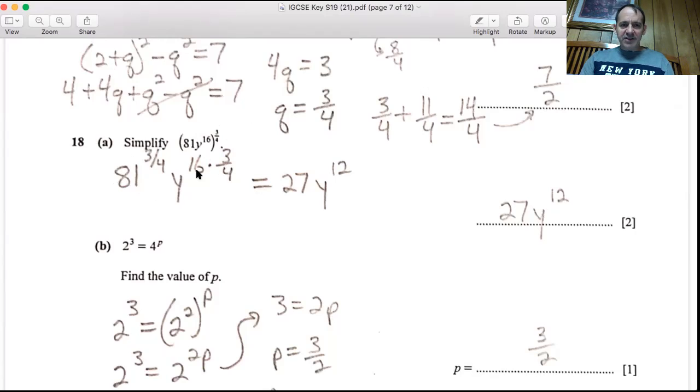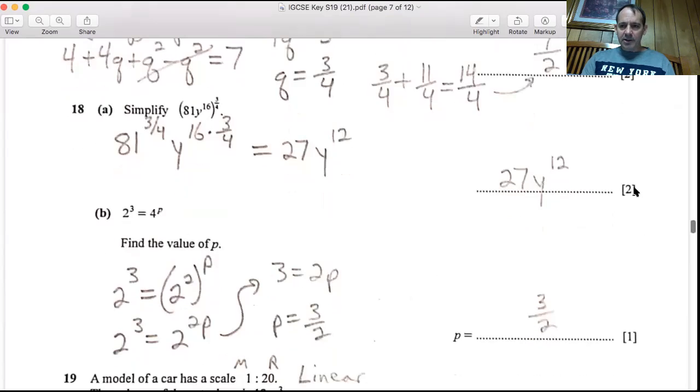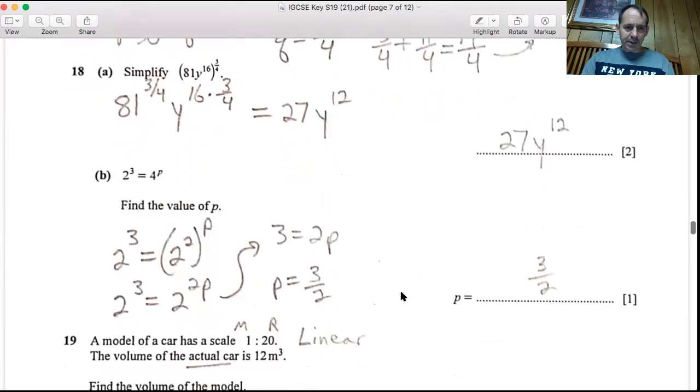For the y to the 16th, an exponent raised to an exponent, you multiply. So 16 times 3/4 is 12, and you get y to the 12th. 27y to the 12th is your answer. You get 1 point for basically each part.